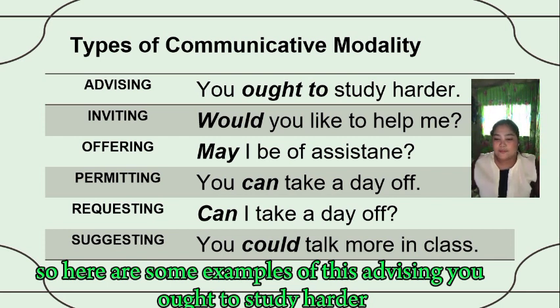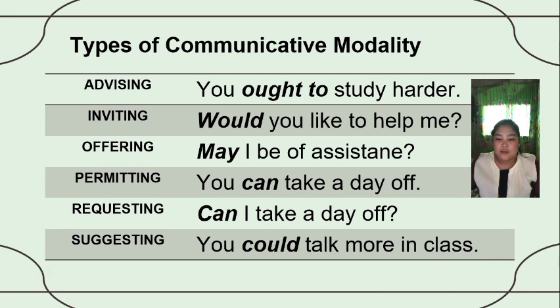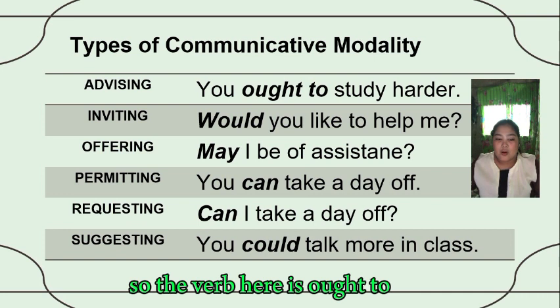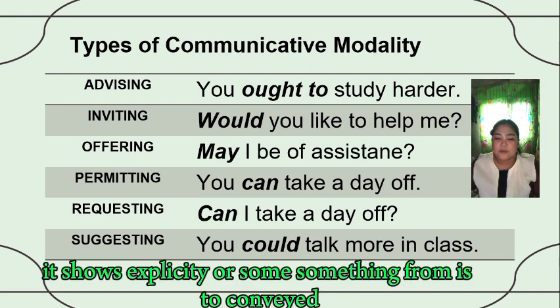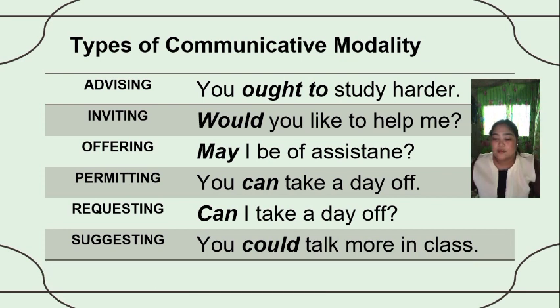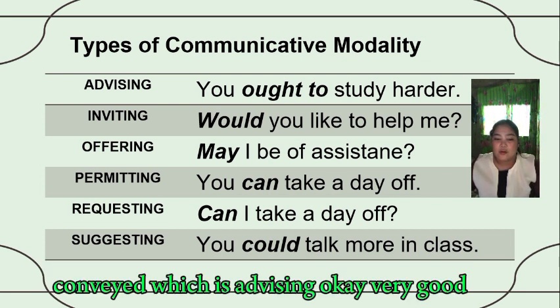Advising. You ought to study harder. So the verb here is ought to. This means, okay, very good. It shows explicitly or subtly what is being conveyed, which is advising. Okay, very good.